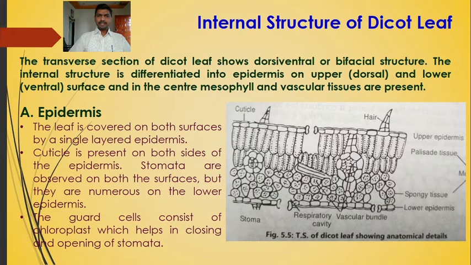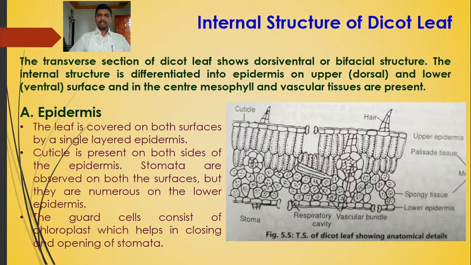So the TS of the dicot leaf shows dorsiventral or bifacial structure because the leaf has two surfaces, upper and lower surface, because of which the internal structure of the leaf is differentiated into epidermis on upper or dorsal and lower or ventral surface, and in the center mesophyll and vascular tissues are present.